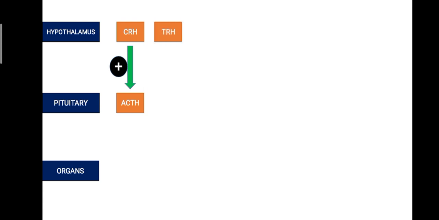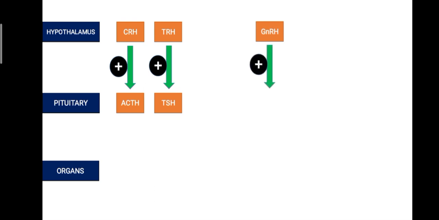To see in detail, we have the CRH, that is the corticotropin releasing hormone from the hypothalamus, which stimulates the pituitary to produce adrenocorticotrophic hormone. And then we have the thyrotropin releasing hormone, which stimulates the pituitary to produce TSH. We also have the gonadotropin releasing hormones that stimulate the pituitary to produce LH and FSH.